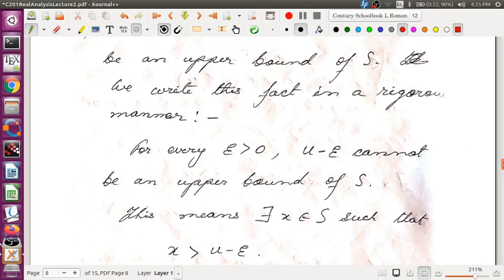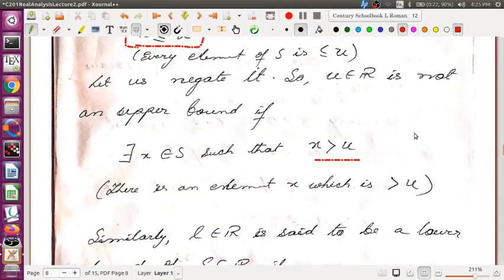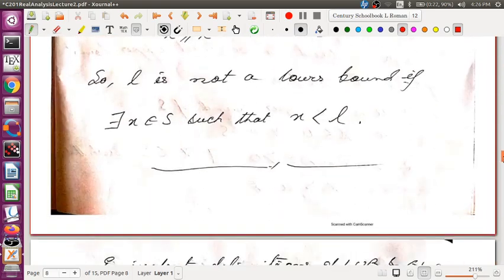Any number less than u can be written as u minus epsilon for some epsilon, right? So cannot be an upper bound, that means what? There exists an element x inside S which is strictly greater than u minus epsilon. This is what I just explained: u is not an upper bound of S if there exists an element inside S which is strictly greater than u. So u minus epsilon is not an upper bound if there exists an x inside S such that x is greater than u minus epsilon.